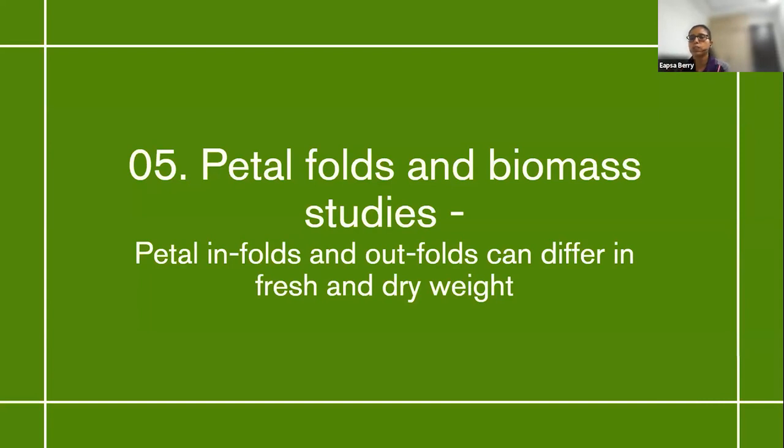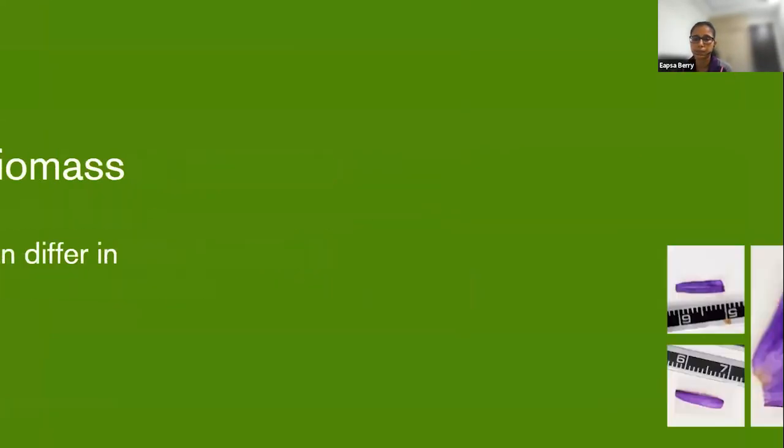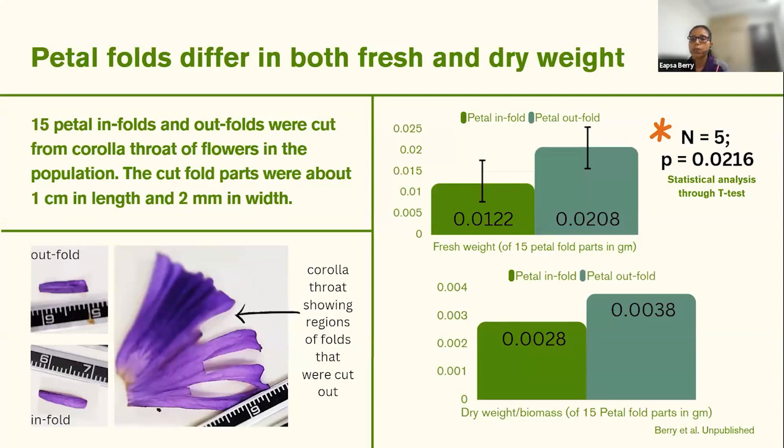We then move further to see whether the two folds, infold and outfold, weigh differently. This would allow us to study the relative wax load in our ongoing analyses. We empirically measured the infold part and the outfold part from a population of approximately 30 to 40 plants. The parts cut out were approximately 1 centimeter long and 2 millimeters wide.